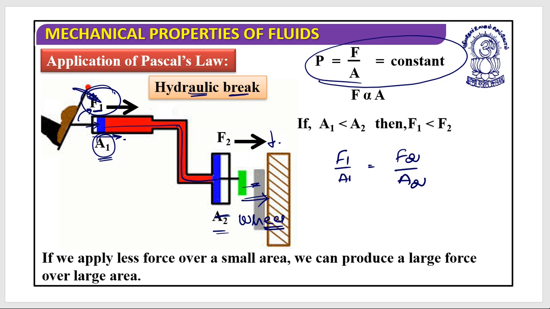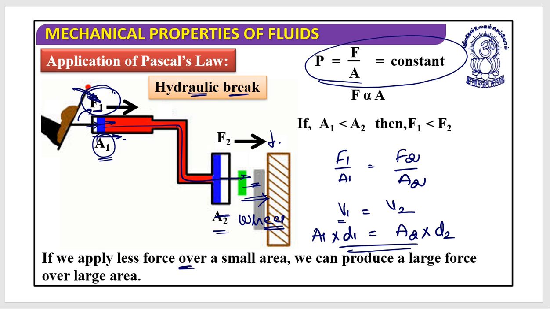I hope this is clear. Is it clear? One more thing: the volume of fluid that has been passed through this volume of 2 could be written as A1 into D1 equals A2 into D2. Please, for the hydraulic brakes, do remember this too.